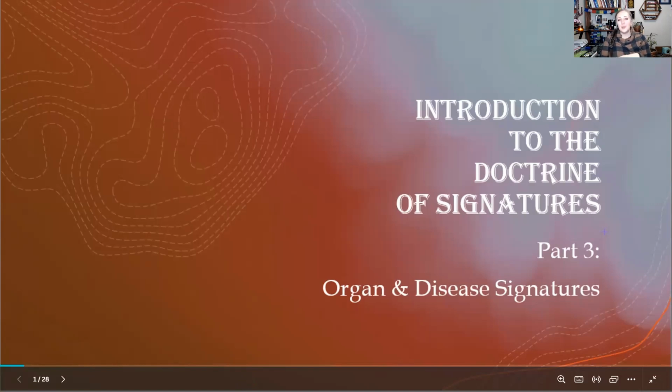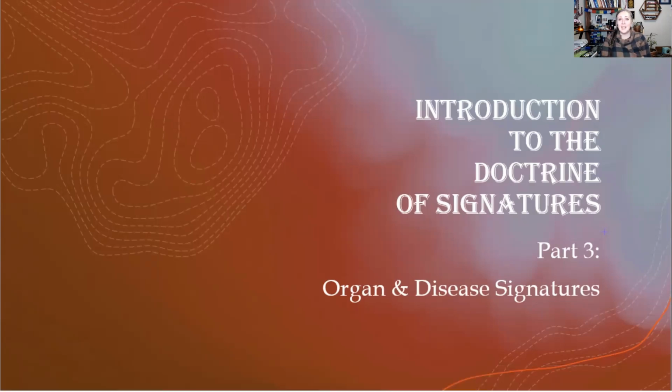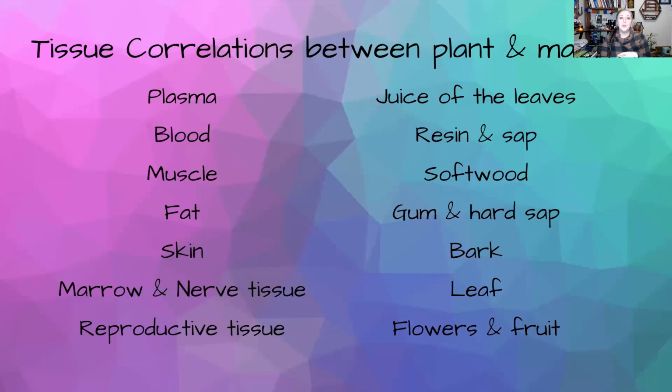All right, so on your screen you should be able to see our presentation, the Introduction to the Doctrine of Signatures, Part 3, Organ and Disease Signatures. There are a couple of different ways that we could approach organ signatures, and one of those ways is found in Ayurveda. This is a theory that the plant tissues will heal their corresponding body part. Remember, though, that this is not necessarily a one-size-fits-all approach, but it's just another way that you can choose to start looking at the world around you.